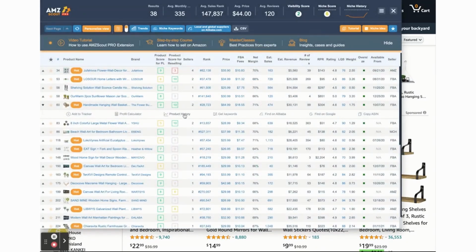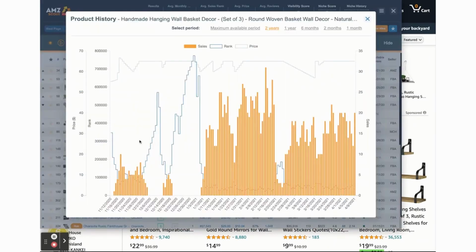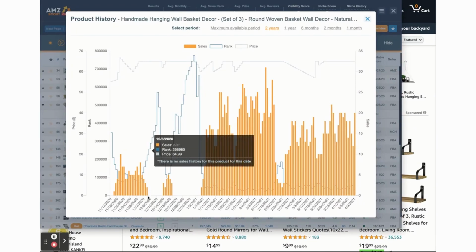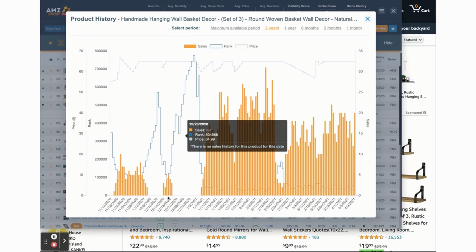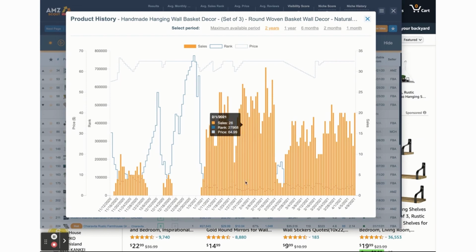The other thing I like to look at is the product history. It tells me what the product history is. It looks like there were some spikes and there were no sales. I'm assuming it could be because they ran out of inventory and then restocked it. Now it's starting to see really good sales starting in January and throughout the rest of 2021. If I click on maximum available period, it gives me an idea for the entire period this listing was up. It looks like this listing went up back on November 14, 2020.